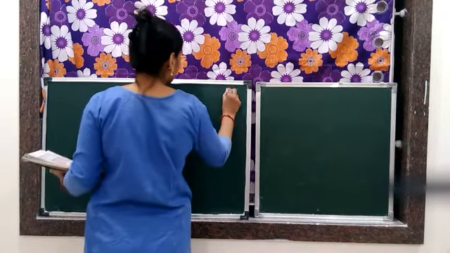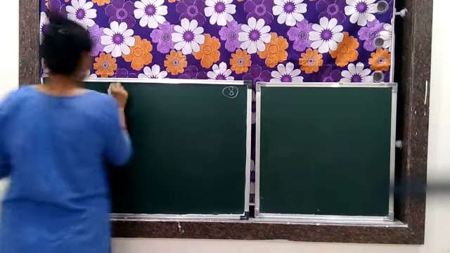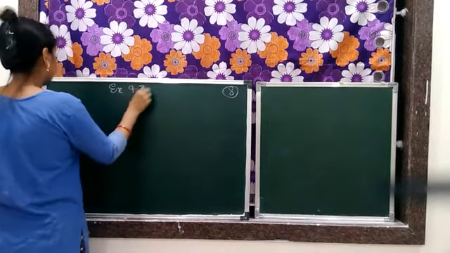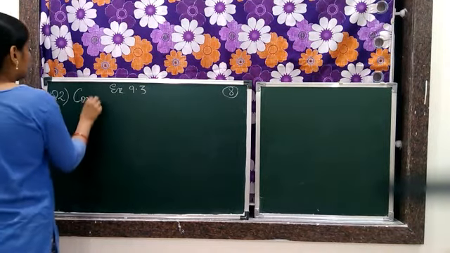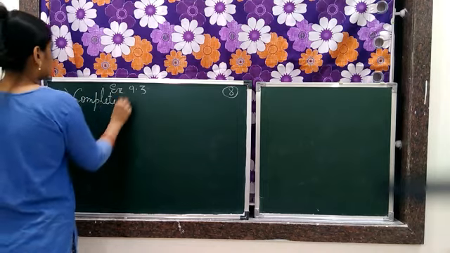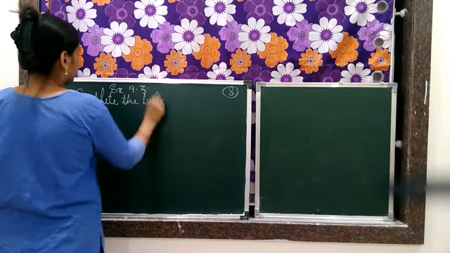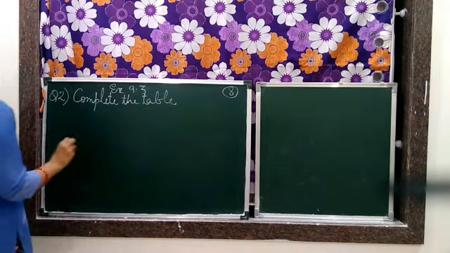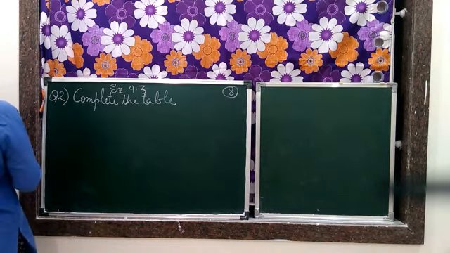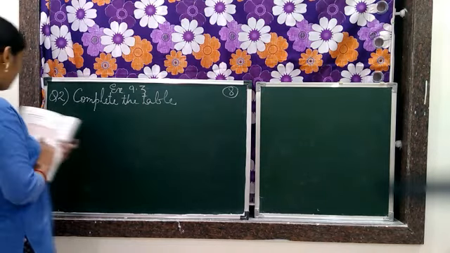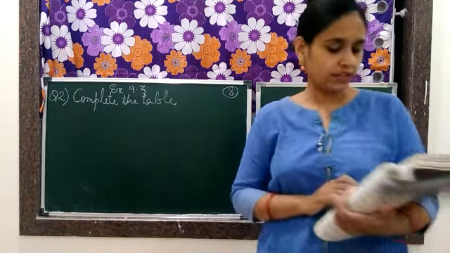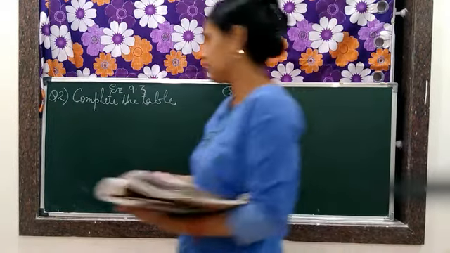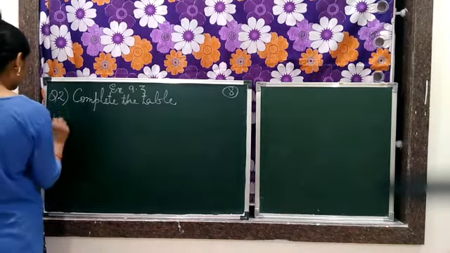We are starting with question number 2 of exercise 9.3. Complete the table. Children, we are going to do it in the copy itself, okay? Because we have to do the multiplication. The first column is the first expression, the second column is the second expression, and the third column is the product. Product means multiplication, so simply we are going to do the multiplication here.